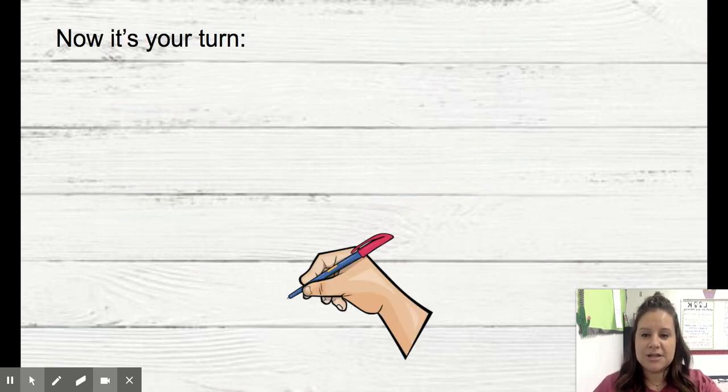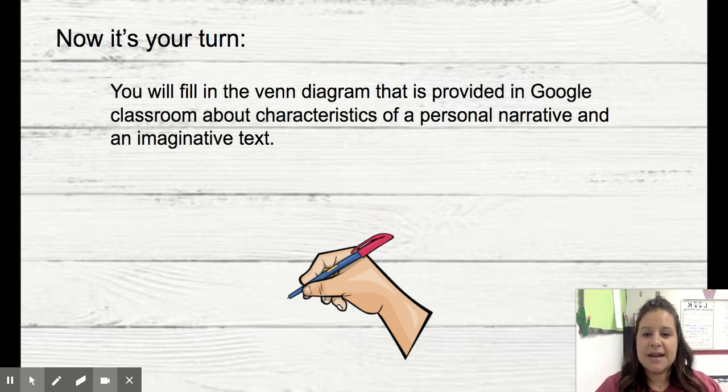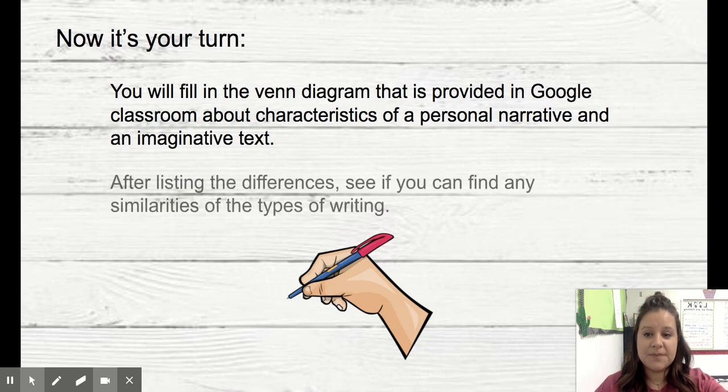So now it is your turn. You will fill in a Venn diagram that is provided in your Google Classroom by your teacher about characteristics of personal narratives and imaginative text. I have given you some, but surely you can come up with some on your own. After you list the differences, see if you can find any similarities of the types of writing and add them in the middle. Remember that a Venn diagram is two circles, so the part where they overlap is where you will write your similarities.